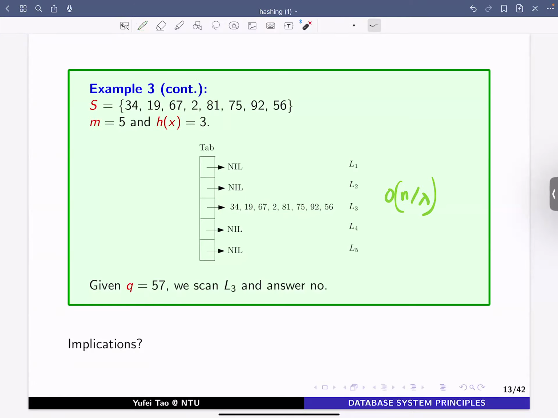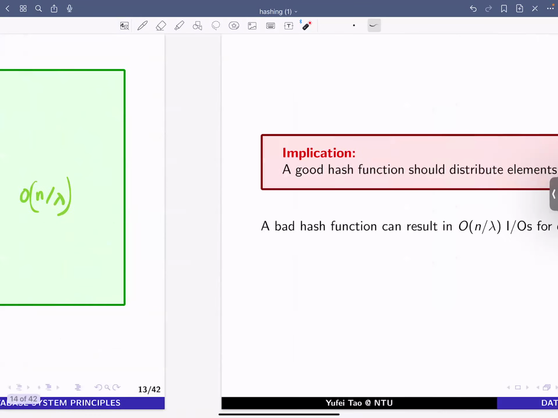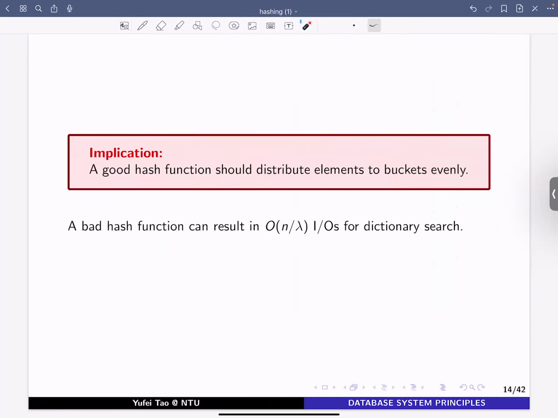So what's the implication? Well, you can see that the hash function is a really, really bad function because it's such a stupid function that puts everything into simply one bucket. Okay. Now you know when you do hashing, you want to make sure that the hash function is a good hash function so that it can distribute the elements into different buckets as evenly as possible.